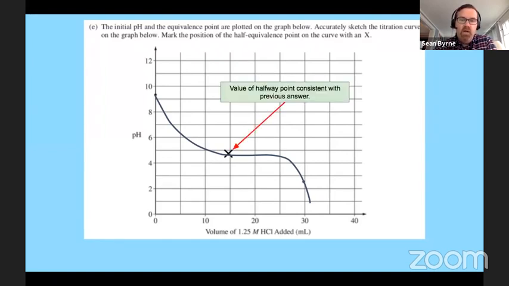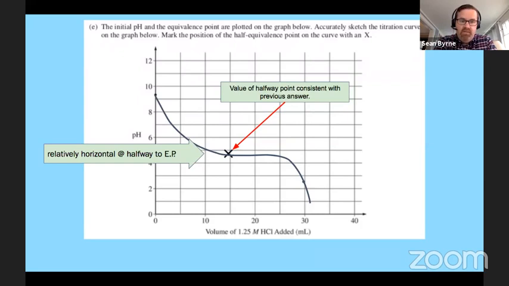And what I'm looking for is a halfway point that is consistent with whatever my answer was previously. The scoring guidelines say you may have gotten part C wrong earlier on in this problem, but as long as your curve is consistent with that, you're going to get the point for being able to sketch the curve. So you would never get double dinged for making a mistake here. This is consistent with the answer that we had before.